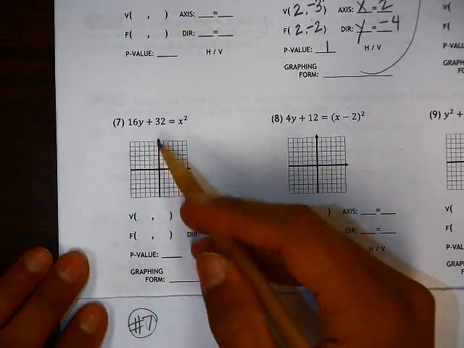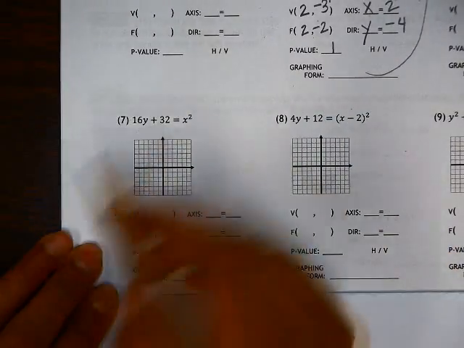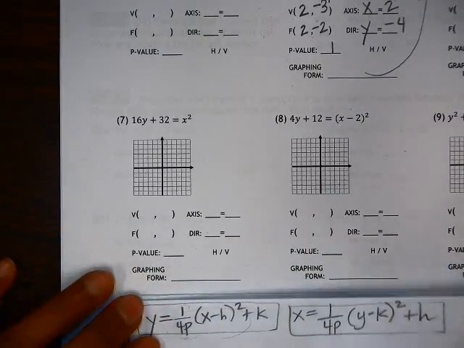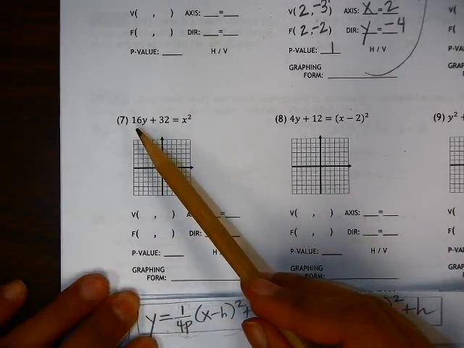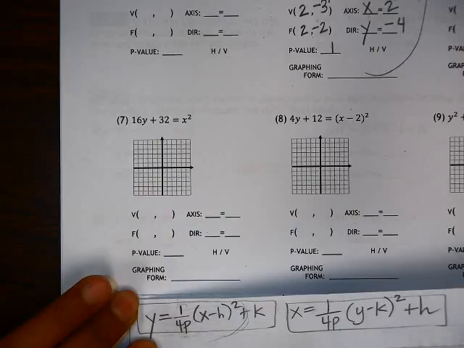All right, we're going to do number 7. We need to get this in graphing form. So let's first look at what the graphing form equations look like and figure out which one of these we want to write this equation as. So the x is being squared, the y is not being squared. So we have a vertical parabola.